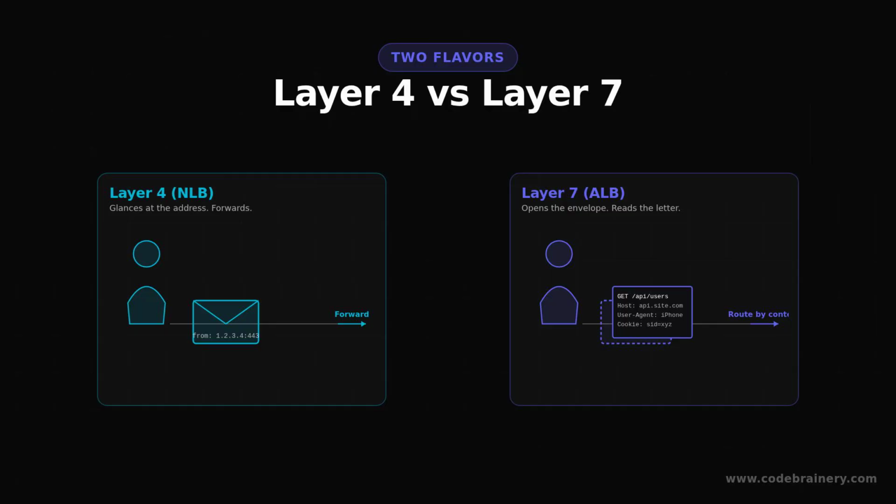The trade-off is speed. Layer 4 is faster but blind. Layer 7 is slower but intelligent. For most modern web apps, you want layer 7. The flexibility is worth the small latency cost.